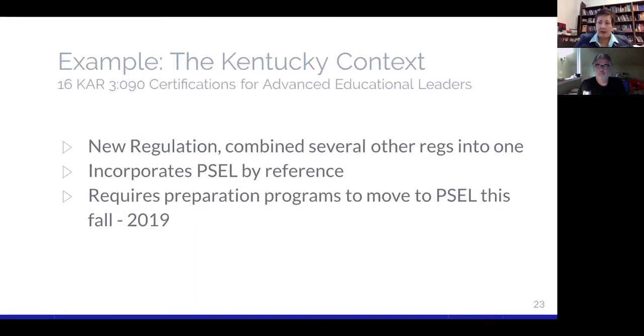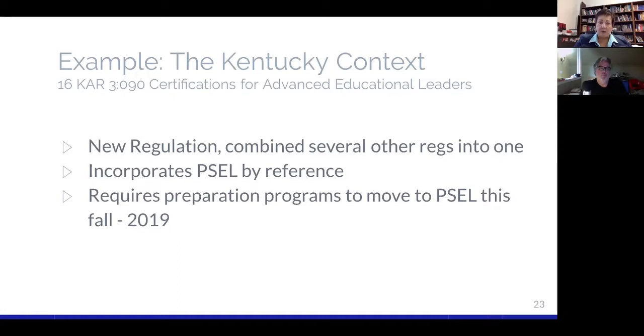And while I'm using Kentucky as a context, it's really important for those of you who may be joining us from other states or even outside the US, that this kind of work in Kentucky is happening in multiple other states right now. In fact, Kentucky is one of 15 or so that have already adopted PSEL as part of their licensure and evaluation programs in the state for school leaders.